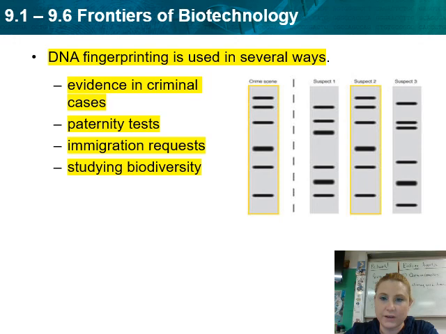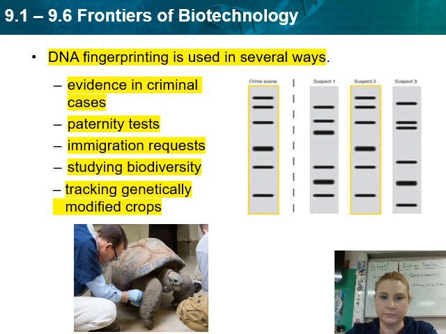And if you look here, I've got one sample. This would be used in a criminal case. At our crime scene, we identified some genetic markers of our criminal. Now we have our suspects, and we collected DNA samples from these suspects, and we can use this DNA fingerprint to match our suspects to the DNA found at that crime scene. Also, we can use it for tracking genetically modified crops to see if they're spreading where we don't want them to go.